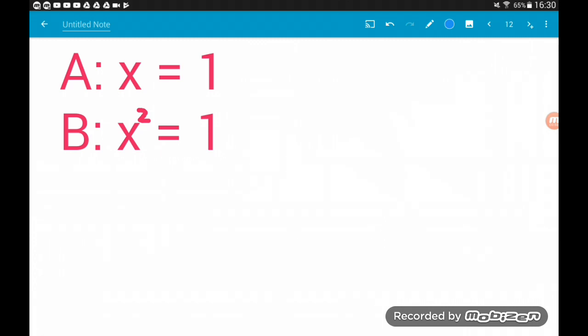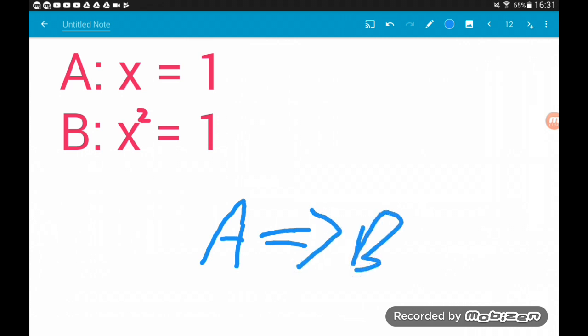So, statement A here, x is equal to 1. Statement B, x squared is equal to 1. So, let's test. If we know that x is equal to 1, does that mean that x squared is equal to 1? Yes, it does. So, we know at least A means that B has to be true. So, A does imply B.